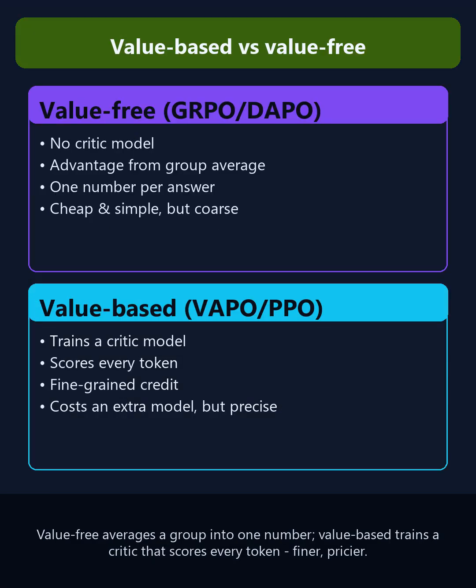So how does value-based differ from value-free? Value-free methods like GRPO skip the critic and estimate advantage by comparing samples in a group against their average reward. Cheap and simple, but a single number per answer. Value-based methods like VAPO train a critic that scores every token, giving much finer credit at the cost of training that extra model. VAPO's bet is that the finer signal is worth it.